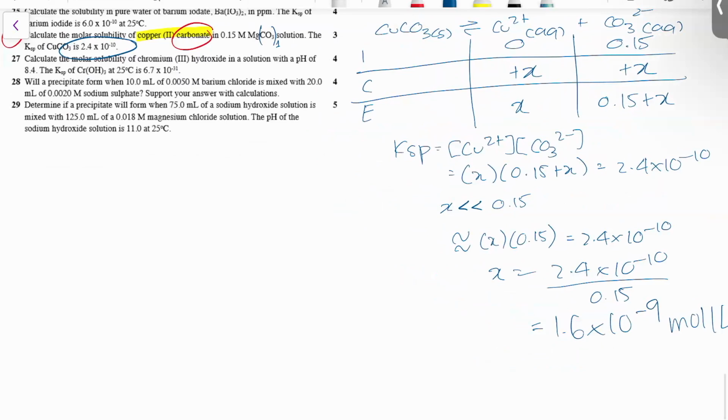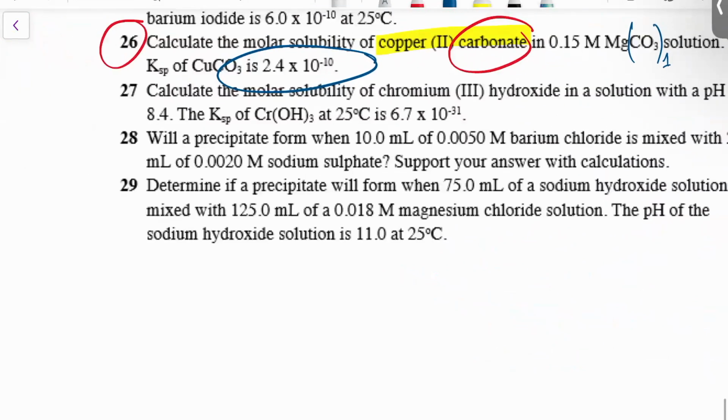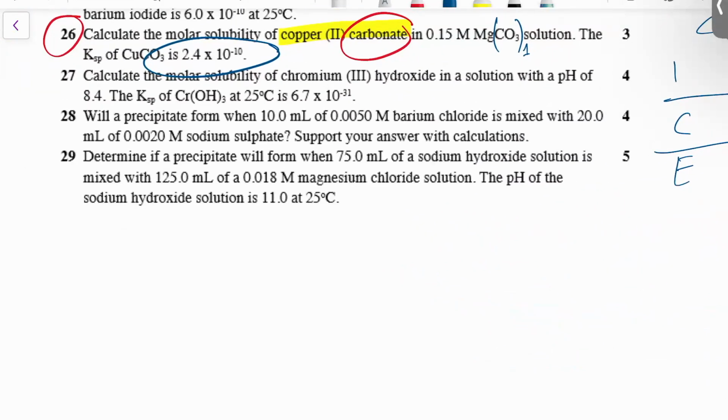Question 27. Calculate the molar solubility of chromium 3 hydroxide in a solution with a pH of 8.4. The KSP of chromium hydroxide at 25 degrees Celsius is 6.7 times 10 to the minus 31.